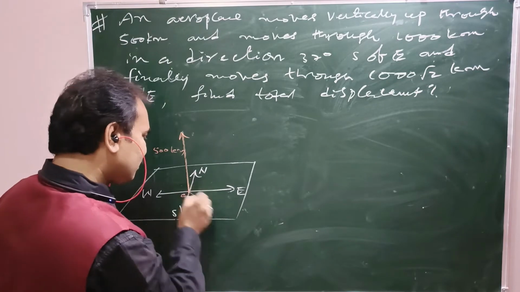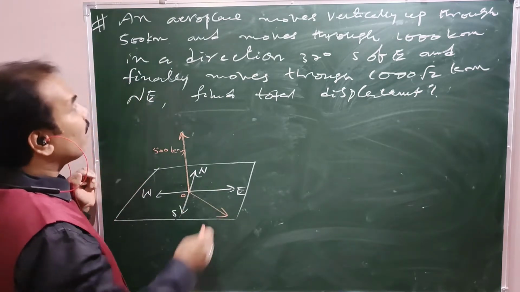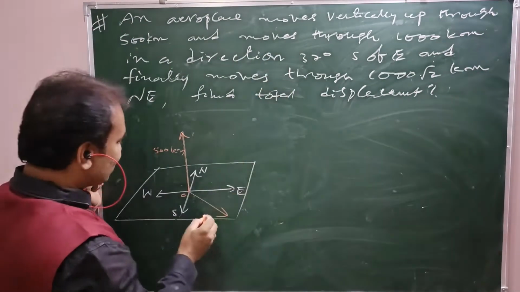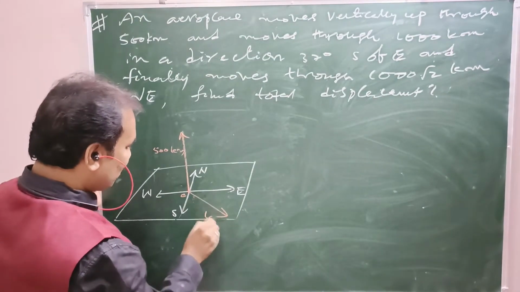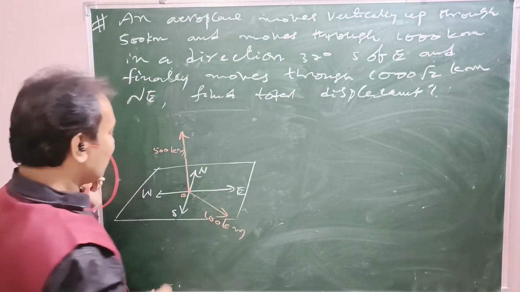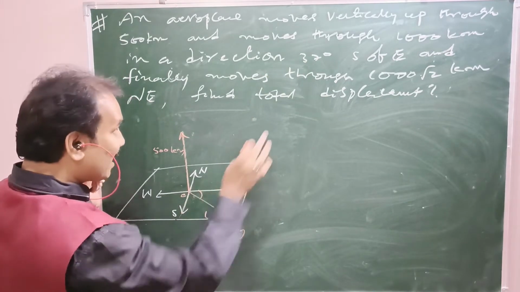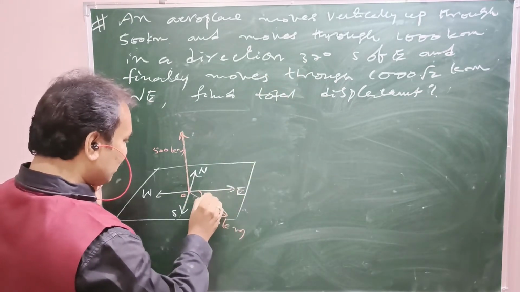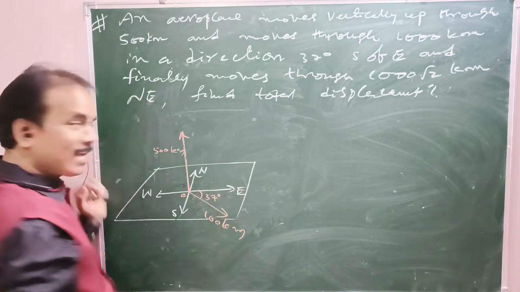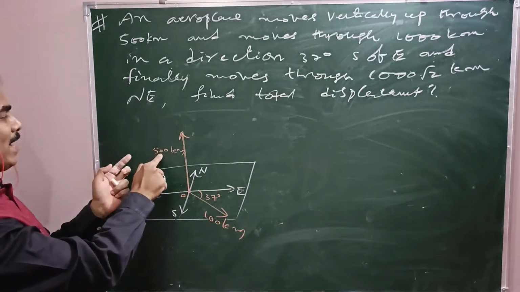See, what is that value? 1000 kilometers. 37 degrees south of east. Of east means the angle is to be taken with east. That is 37 degrees. See, once again, it moves vertically up, covering 500 kilometers.